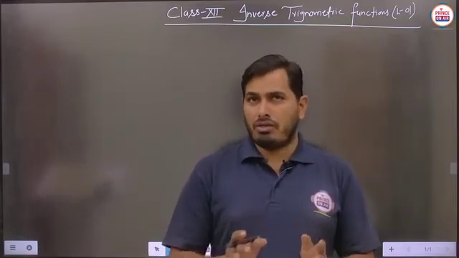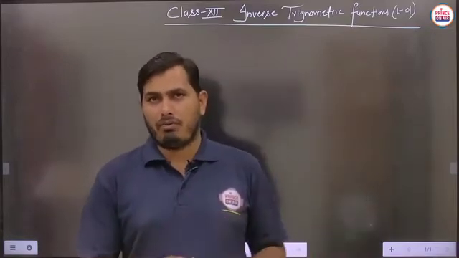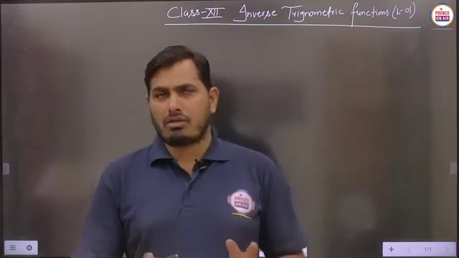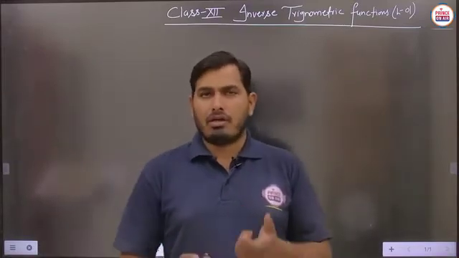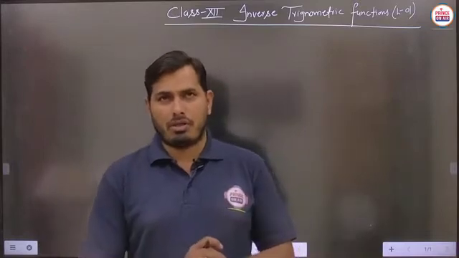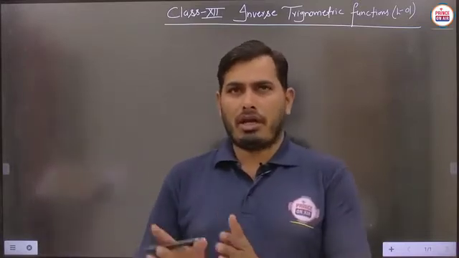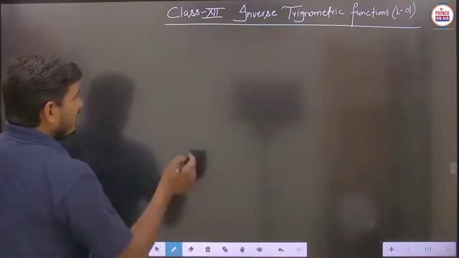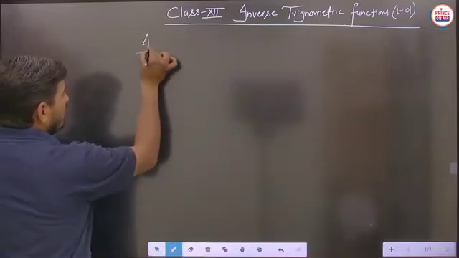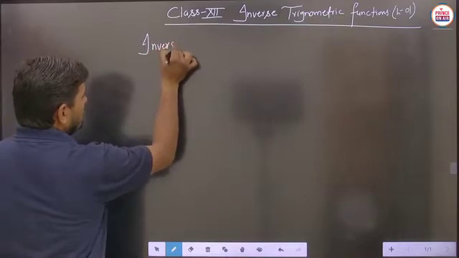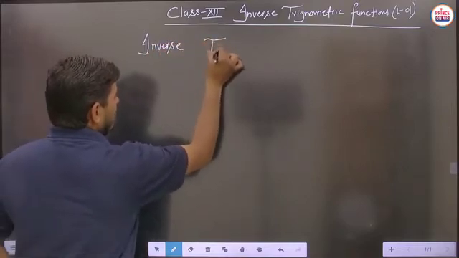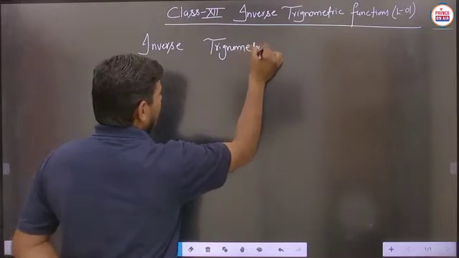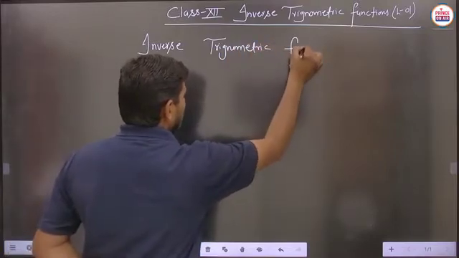So today, the concepts of chapter number 1 will also be used in this chapter number 2, but before that we have to know the meaning of each and every term used in this chapter: inverse, trigonometric and functions. So there are three words: inverse, the second word is trigonometric, and the last word is function.